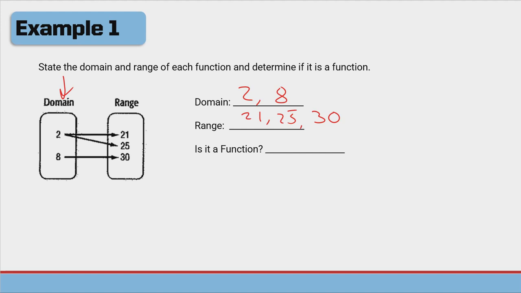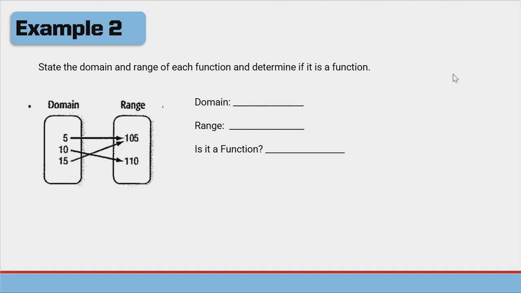So to check for functionality, if you are given a table, right, we need to look. 2 goes into the function machine, 21 comes out. 2 goes in again, and 25 comes out. So this is not a function because the one input does not give a designated output, right? 2 went into the machine, and 21 and 25 were produced from that. Okay, so that makes it not a function.